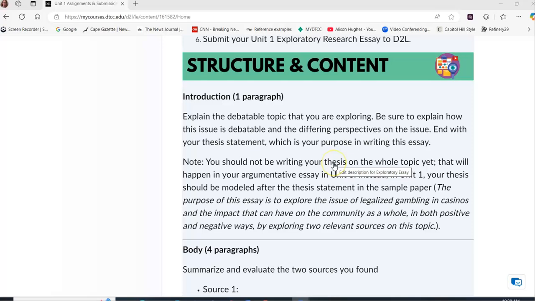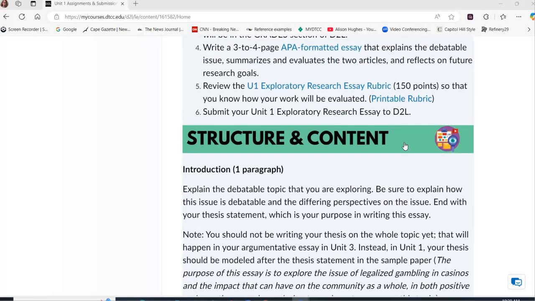And the thesis statement for this type of informational paper is basically going to be your purpose in writing this essay. And if you're not sure what your purpose in writing this essay is, keep in mind it's stated over and over again. Explain the issue, summarize and evaluate sources. What is your future research? Okay, that key concept is repeated over and over again in all of these assignments. So that is your purpose.